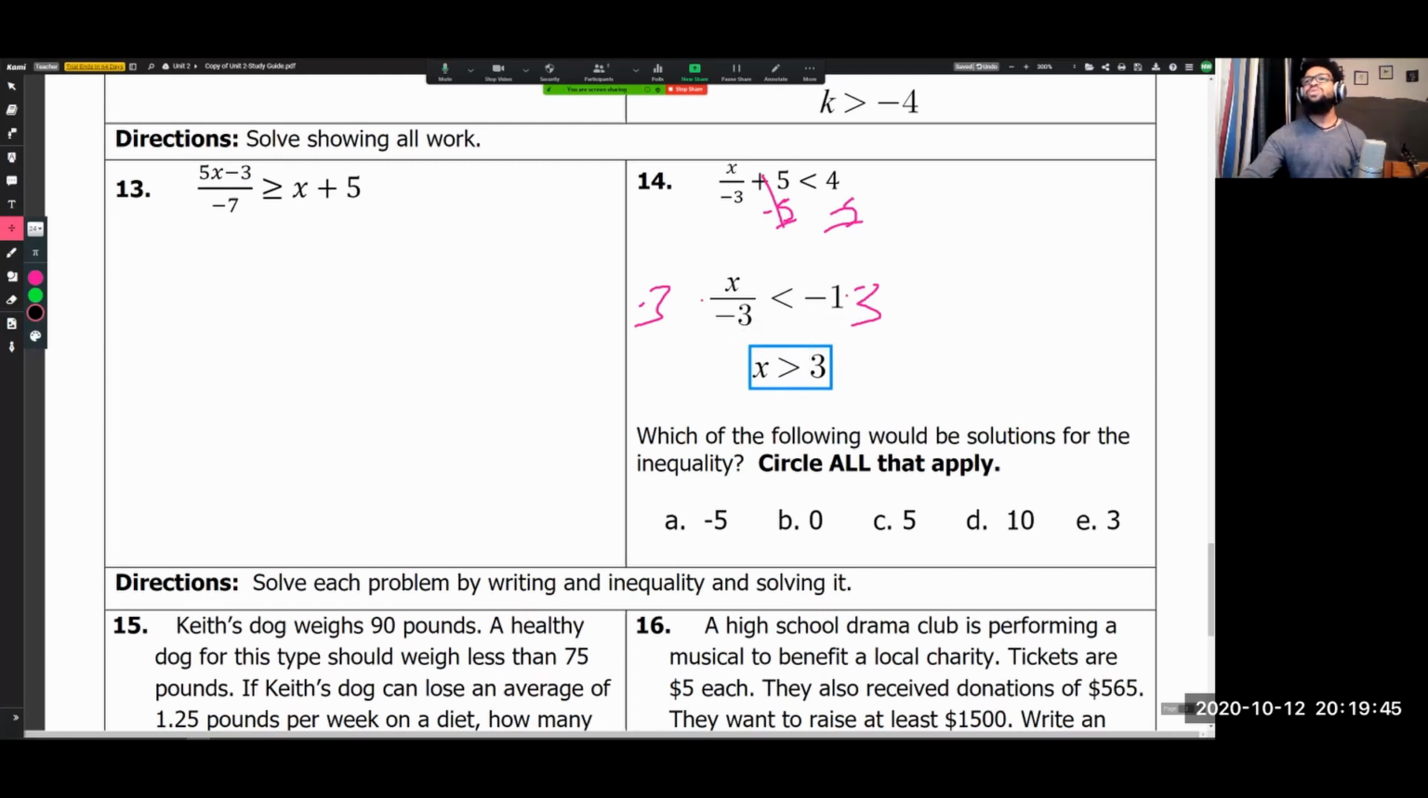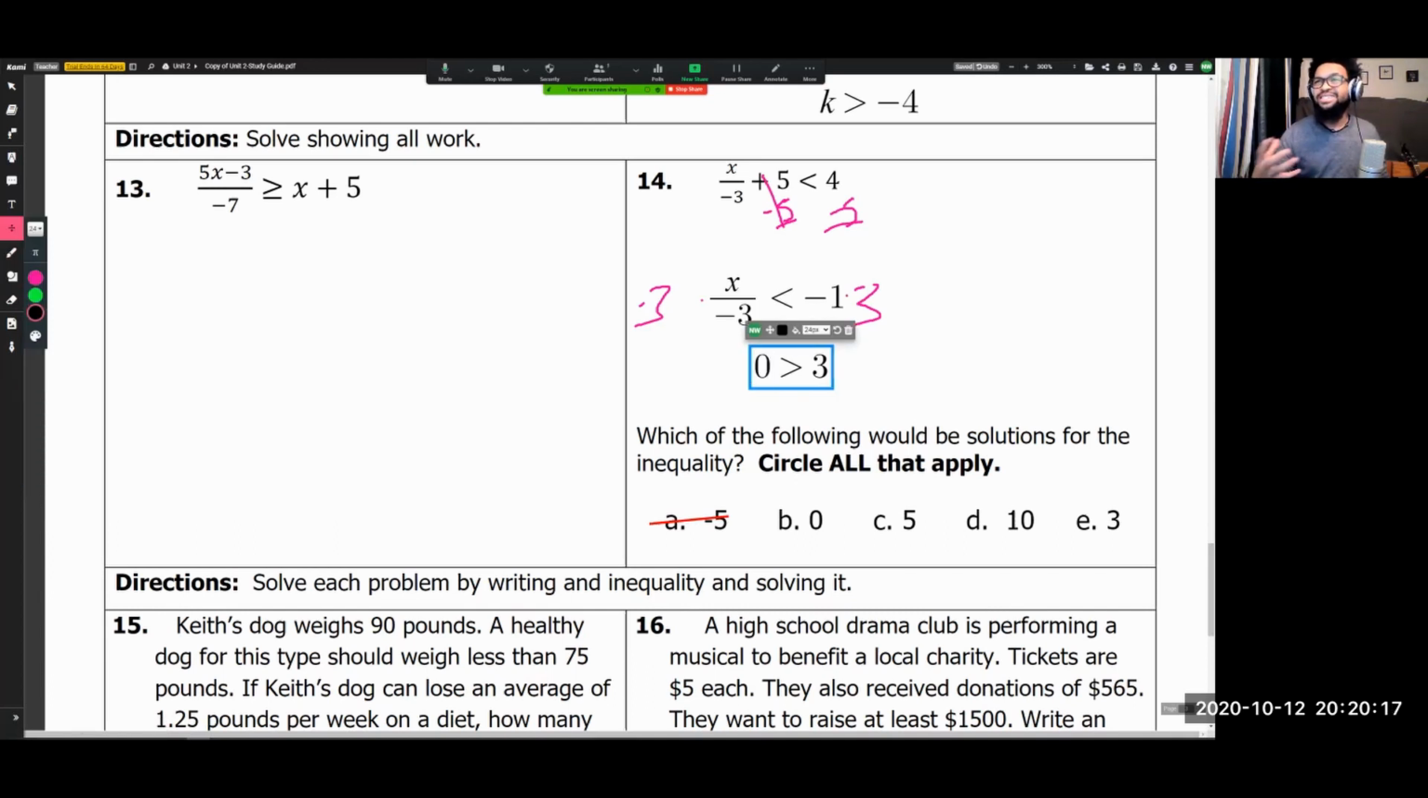And I was saying, which of the following would be solutions for the inequality? So we solved our inequality, and now we just got to plug in and see if the statement is true. So let's look at that. X is greater than 3. Let's plug in that first answer choice. What is that first answer choice? A says negative 5. Is negative 5 greater than 3? No, that is not a true statement at all. Let me go ahead and put a line through that one. That is not correct. Now let's look at B.